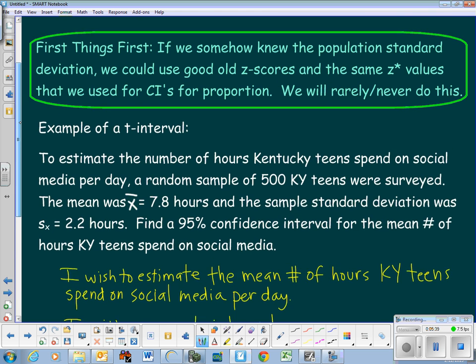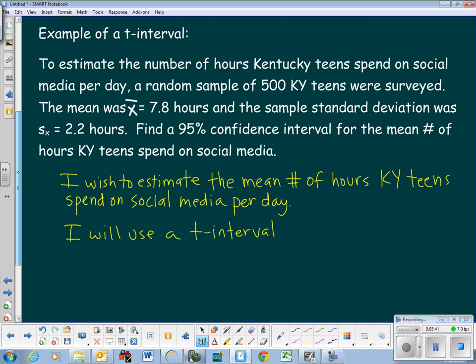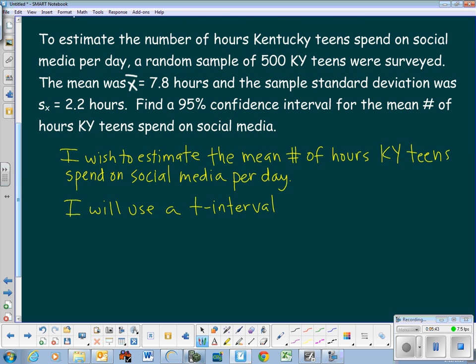All right, C, first C is for conditions. Can I go on with my interval? Random, normal, and independent.